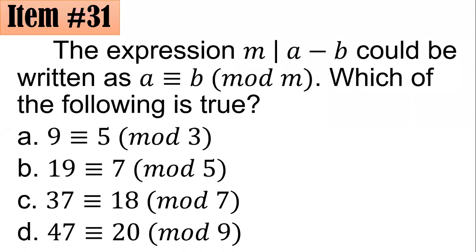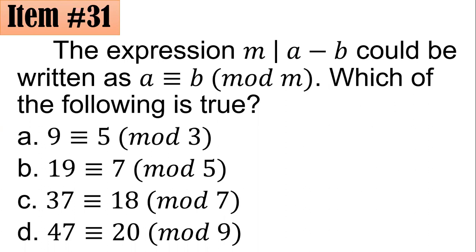Number 31. The expression A is congruent to B modulo M, so that is, M divides the difference of A and B, could be written in this format. Which of the following is true? Is A, B, C, or D correct? What do you think? Please pause the video if you need to and solve.